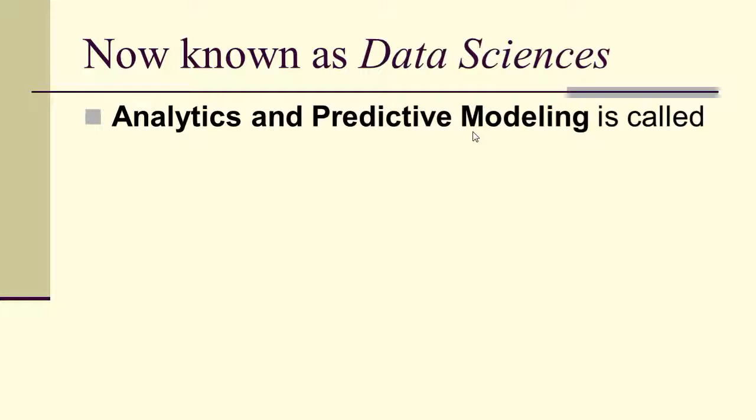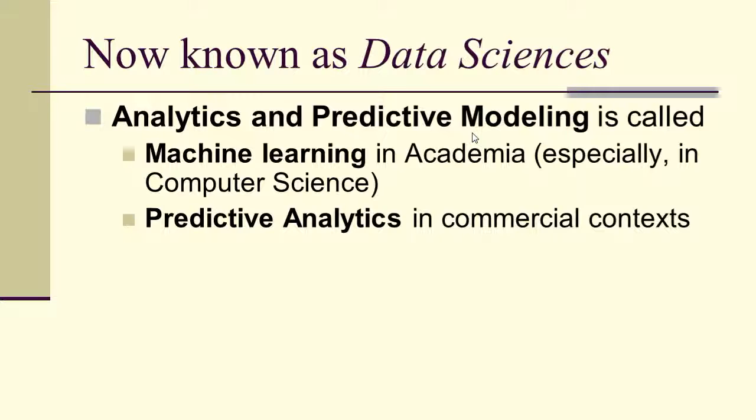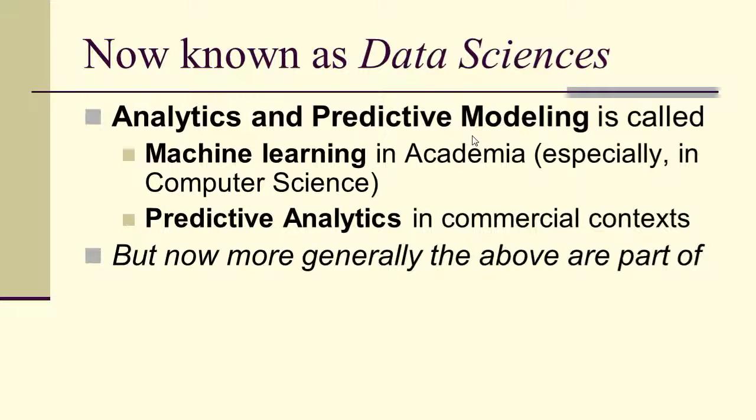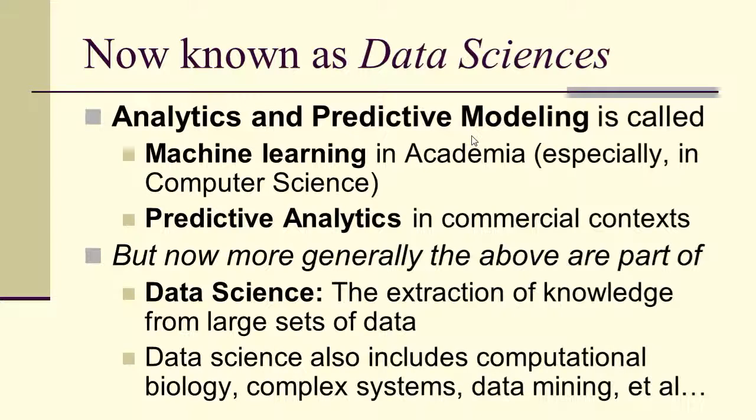Now, analytics and predictive modeling is known by many different names. Currently it's called data science, but it's been known for a long time as machine learning in academia, predictive analytics in the commercial context in the business world, and more generally, all of these have now been subsumed into what's known as data science, which is roughly just the extraction of knowledge from large sets of data. Data science also includes terms like computational biology, complex systems, data mining, and many others.